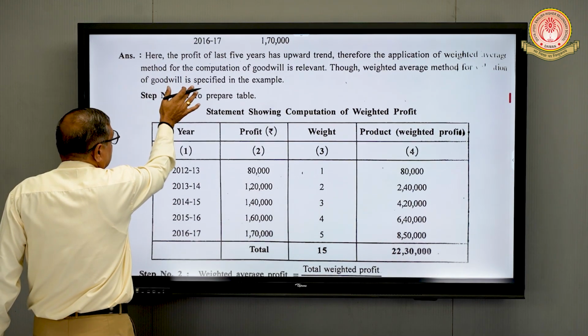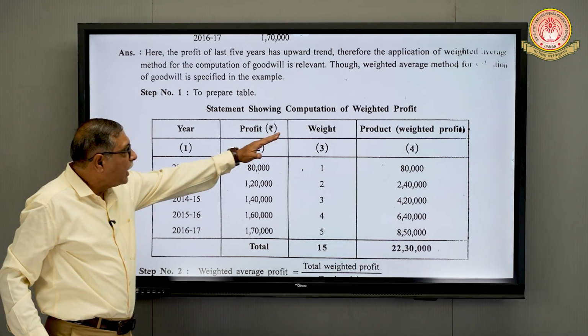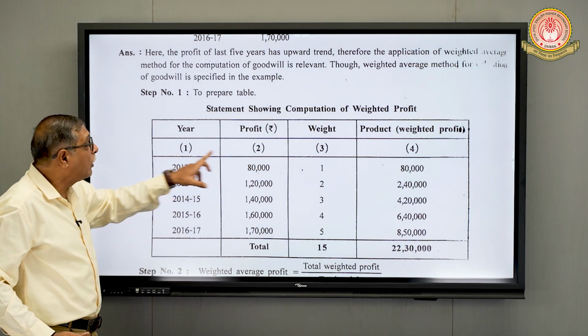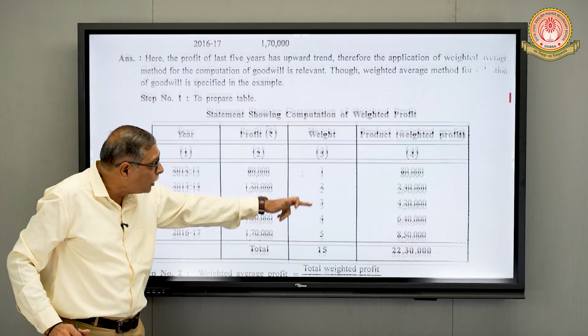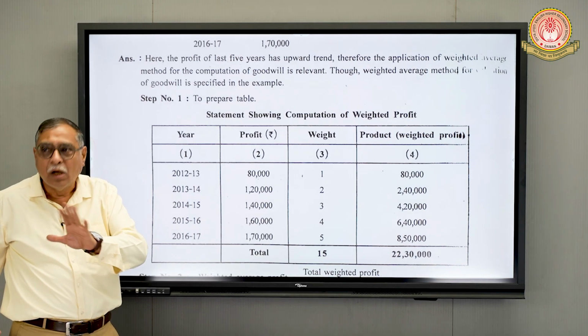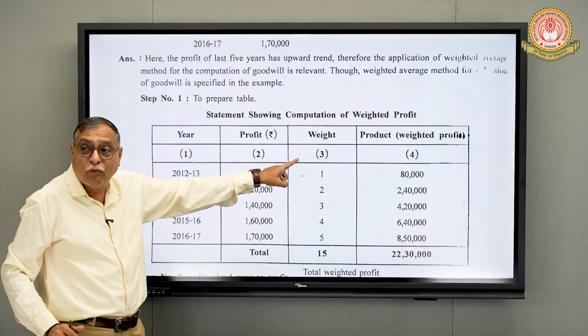See, first you have to write the year, then the profits. Then you have to take the weights. Weights means for the first year, the base year, you have to take 1, then go on increasing. If it is given in the question, use the weights accordingly. Otherwise, you have to use these weights only, starting from 1.